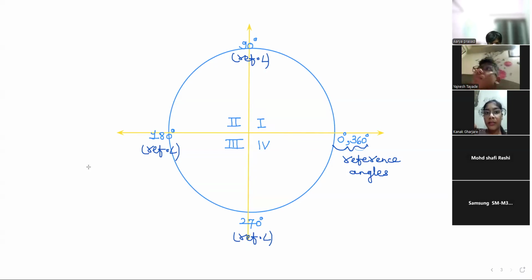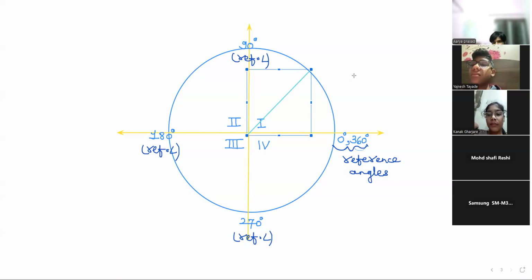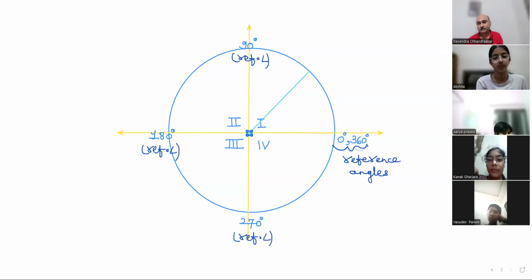Idhar aao, idhar dekho. So the angles, then we discuss about the standard angles, right? What we do is we divide the entire circle into sectors of 15 degrees each. तो 15 degrees के अलग अलग छोटे छोटे sectors में break करते हैं. And these angles are important to us.